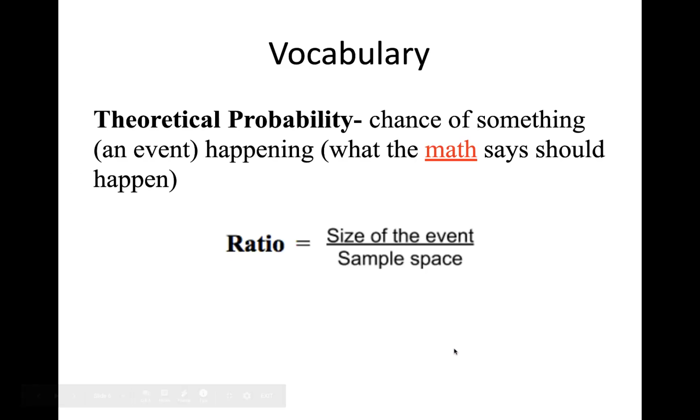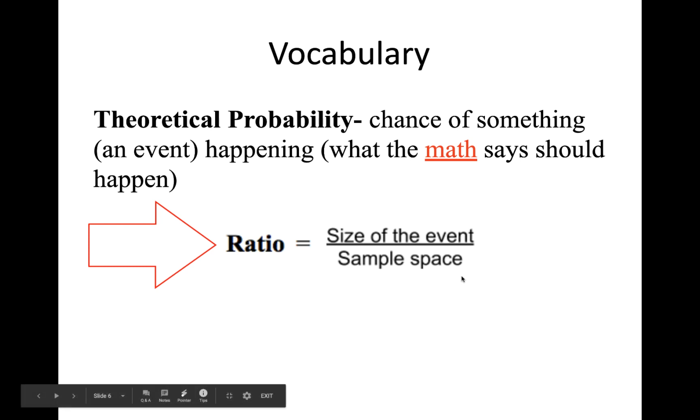Let's turn to our notes now. In that first chunk, we're only going to define one vocabulary word today, and that is theoretical probability. Say that with me. Theoretical probability. That is the chance of something, that something is an event, happening. What the math says should happen. Go down to chunk 2 in your notes. You have a ratio. Remember, a ratio is a comparison of two or more numbers by division. This takes us back to Unit 4, when we worked on ratios and proportions. Our theoretical probability ratio, this is really, really helpful.